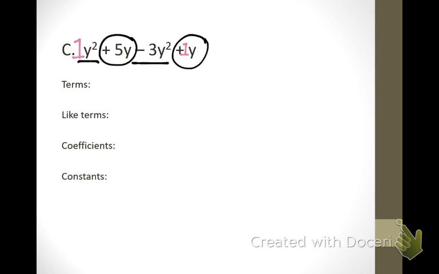First up, Haley, what's the first term that we had in our original problem? Very good. The first one was y squared. Taylor, what's the next term? Very good. 5y. Alexis, what's my next term? Negative 3y squared. Harmony, what's my last term? Very good. 1y.